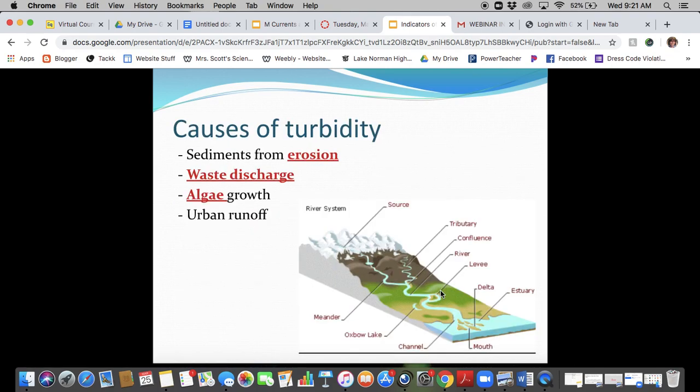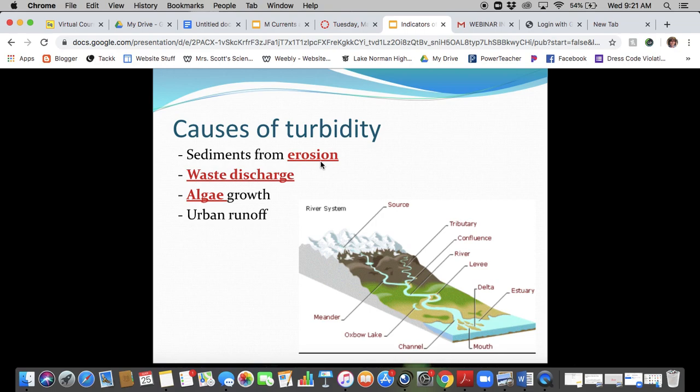All right, causes of turbidity, or how it changes. Erosion: remember, humans can affect erosion by removing vegetation, so there's more soil being lost when it rains. Waste discharge, if you have like a sewer pipe break or something. Algae growth and urban runoff.